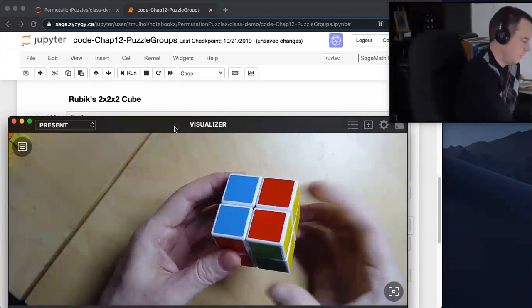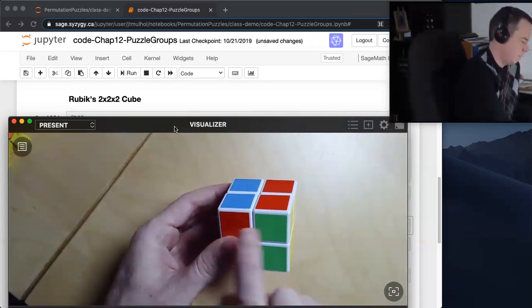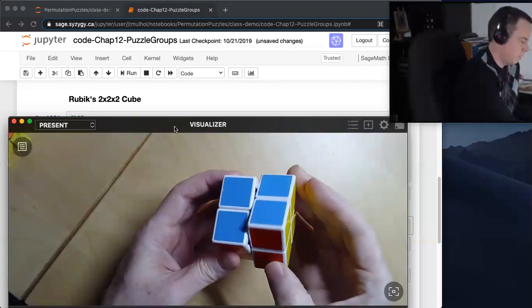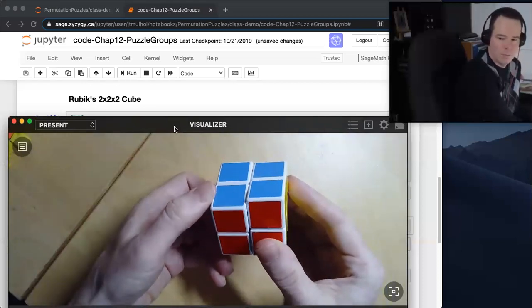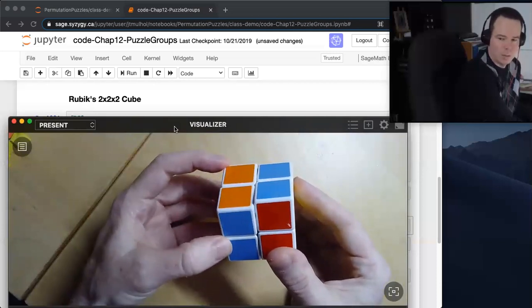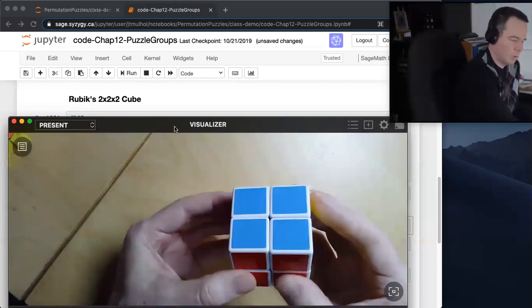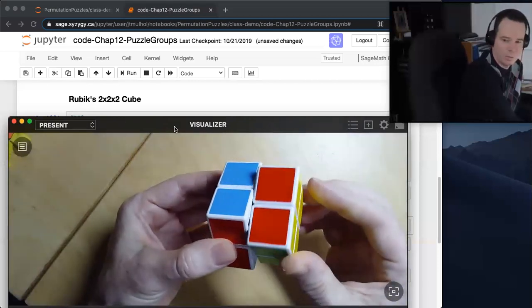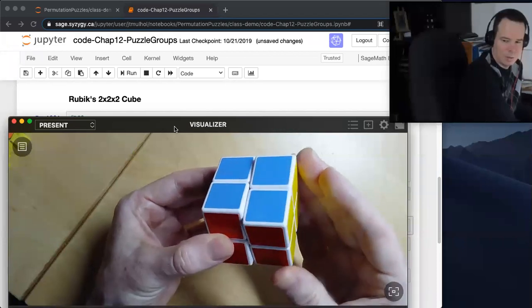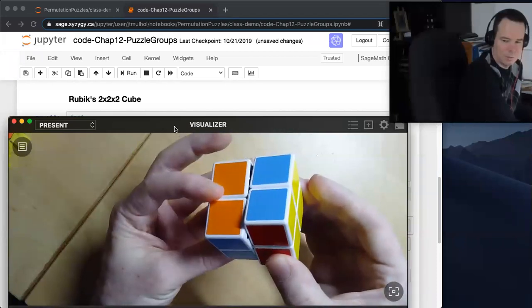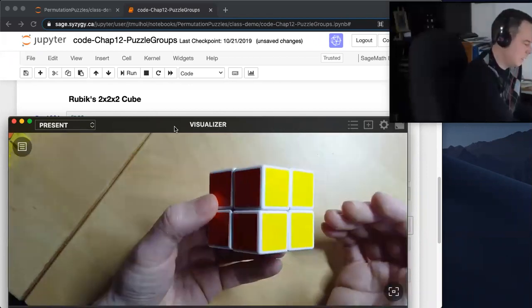Notice that that now has blue next to red, and then red next to green, and so on. So that's a right move. What if I do a left inverse move? I actually get the same configuration. In other words, I'm noticing that if I do a right move, that's the same as doing a left inverse move. The only difference is what I'm staring at on top, but the puzzle configuration is the same.